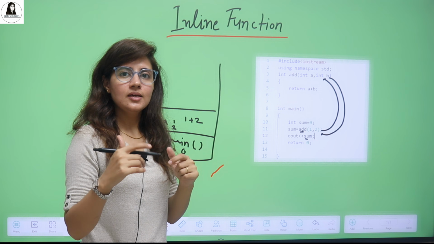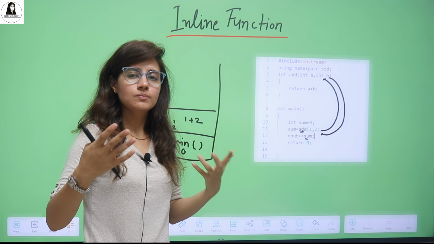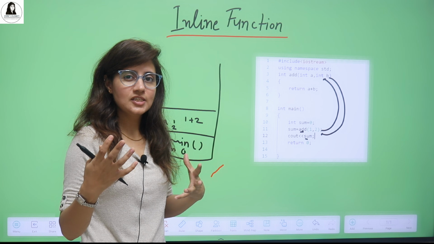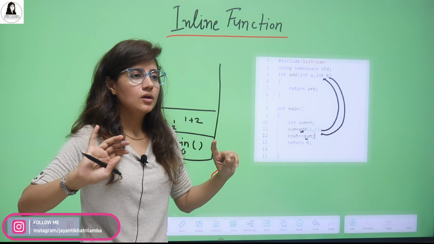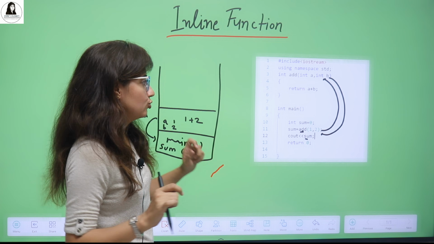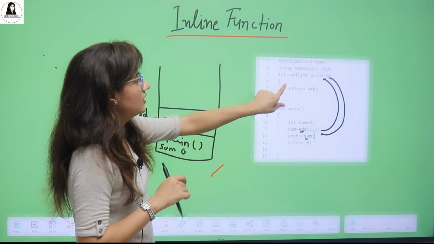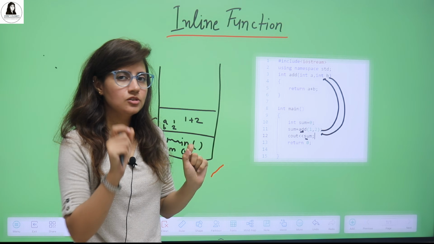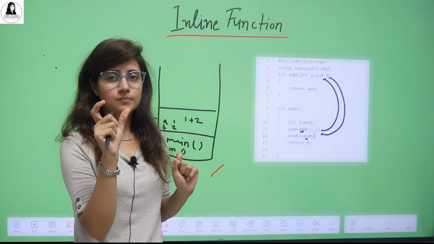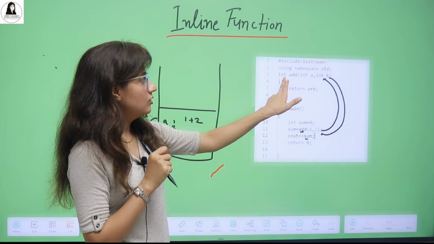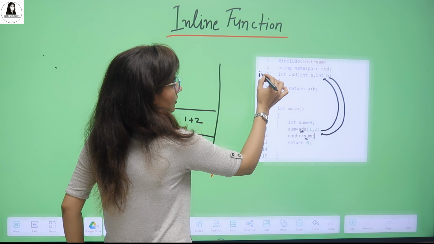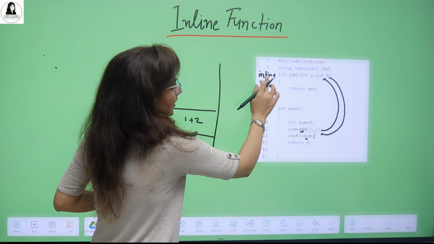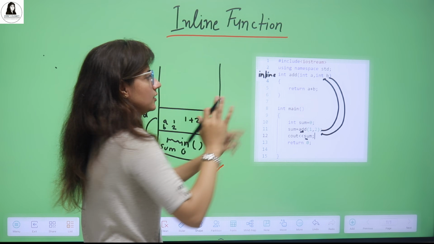An inline function is basically expanded inline while calling that function. Means an inline function is a function which is expanded inline when it is called. What does that mean? I'll show you that also. If you want to make this add function an inline function, you just have to add the keyword inline as a prefix, before the return type of the function. While defining this function, just add the keyword inline, then the return type, function name, parameters and the function body.